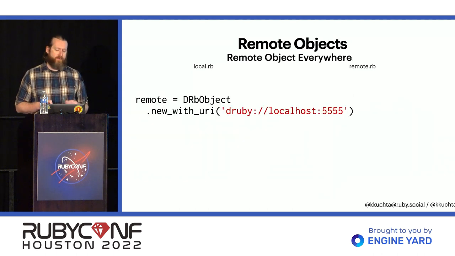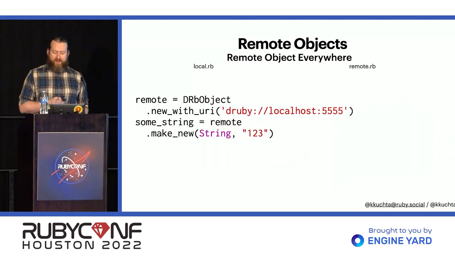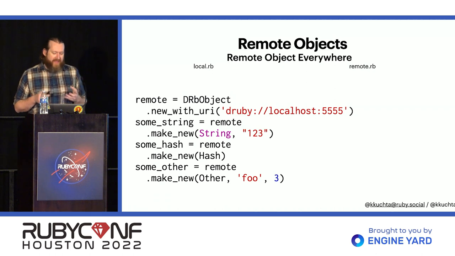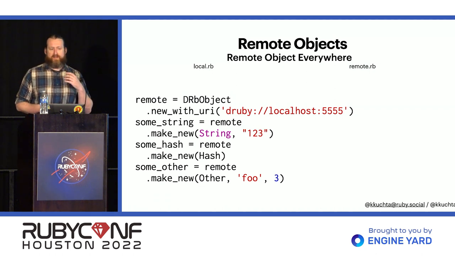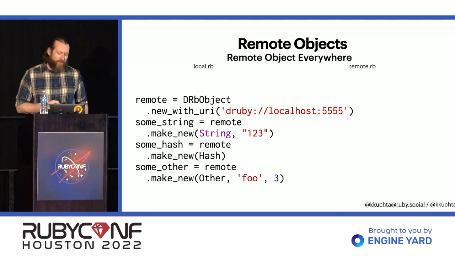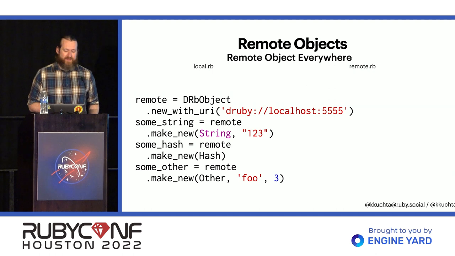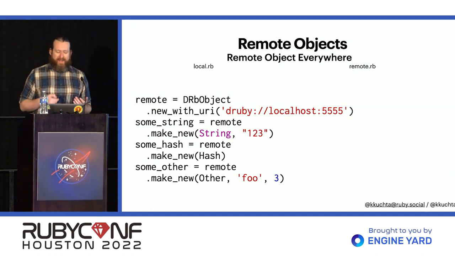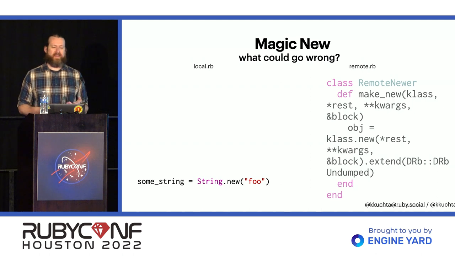We can create a remote new, then we can create a remote string, a remote hash, a remote instance of any class we want. But that's already kind of lame for a couple of reasons. And not just that all we've done is add a couple hundred millisecond delay to all of our method calls. Really, notice how we have to manually call this make_new function anytime we want to create a new instance of anything. I don't want to do that. I just want to call String.new or something like that and get a remote object.